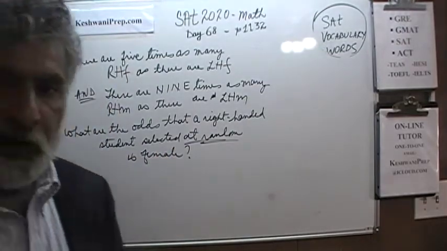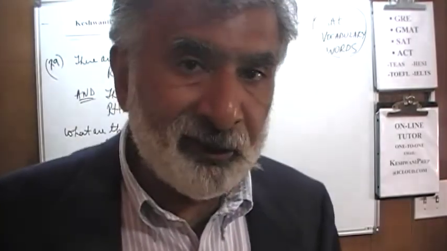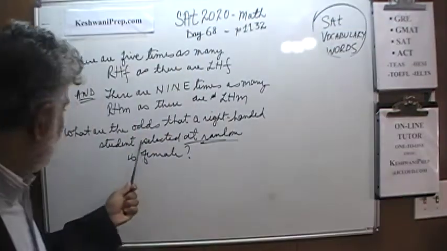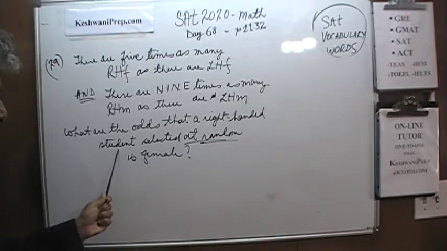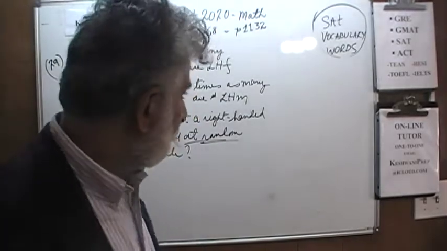This is what is known as conditional probability. It is a conditional probability because the condition here is that we can pick one person at random only among the people who are right-handed. And the question is, if we were to pick one person at random among those people who are right-handed, what are the odds that a right-handed student selected at random turns out to be a female? And this is what we're given.